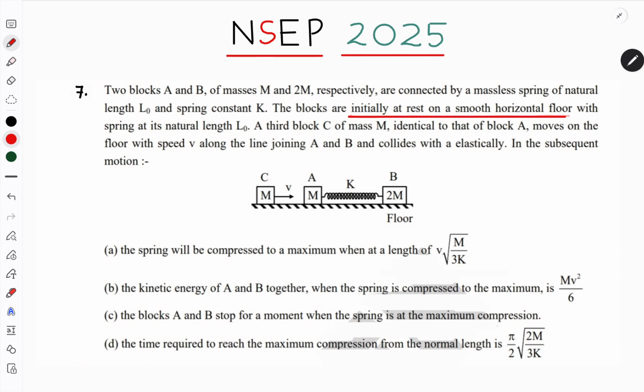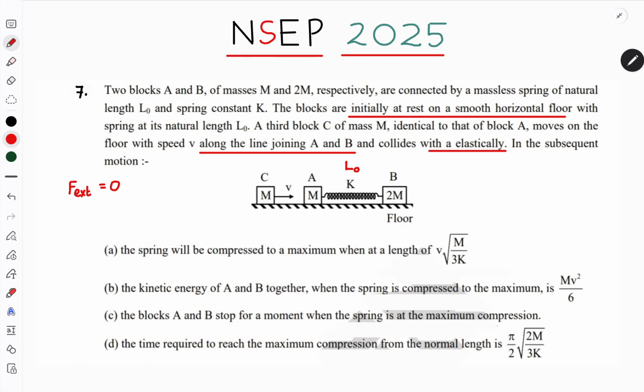The problem states that the blocks are initially at rest on a smooth horizontal floor. So we can say that there is no external force involved in the problem, F external is equal to 0. The spring constant is K and the natural length is L0. A and C are identical and they collide along the line joining A and B, and the collision is perfectly elastic.